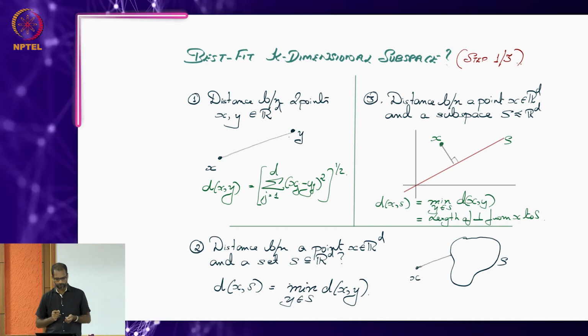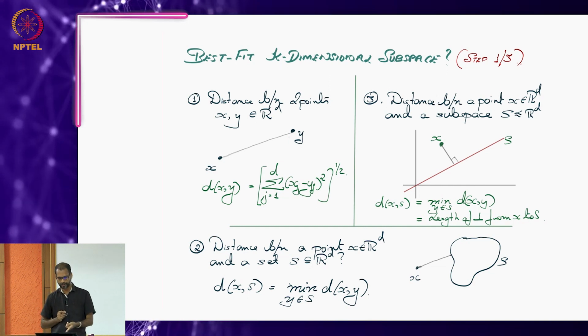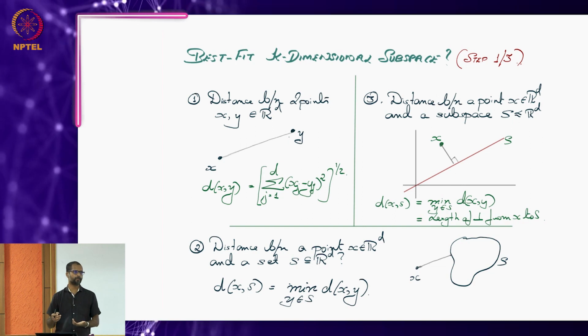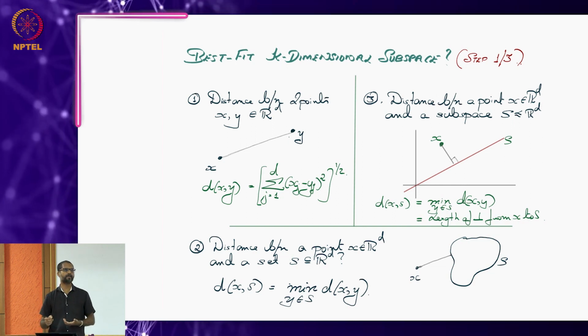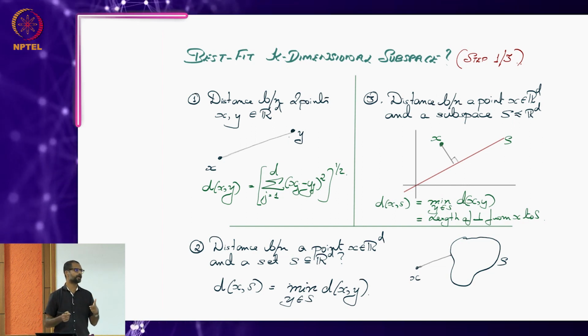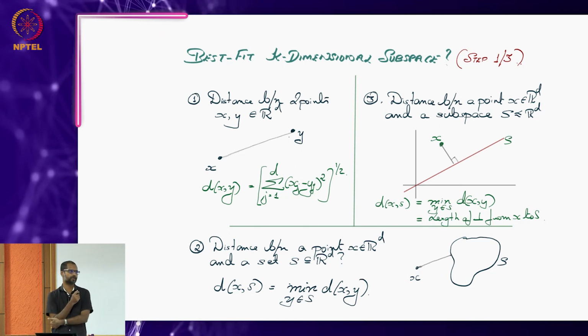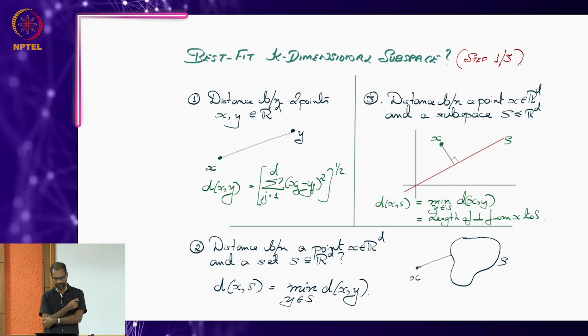Recall that in this picture x and y are d-dimensional vectors. So when you calculate the Euclidean norm, it's going to be a sum of d values, each value being the square of the component-wise difference. I'm sure all of you understand what a Euclidean distance is.